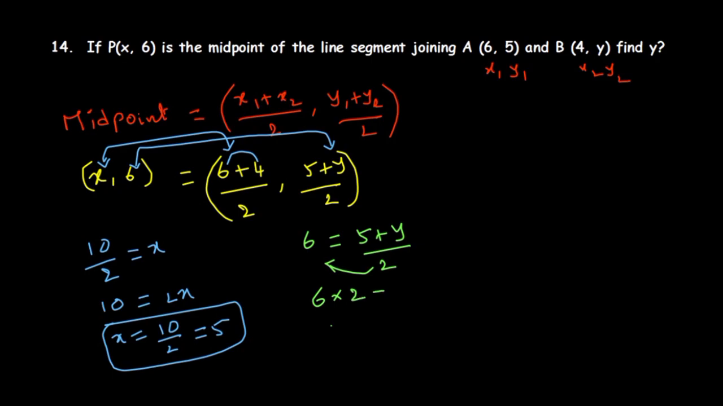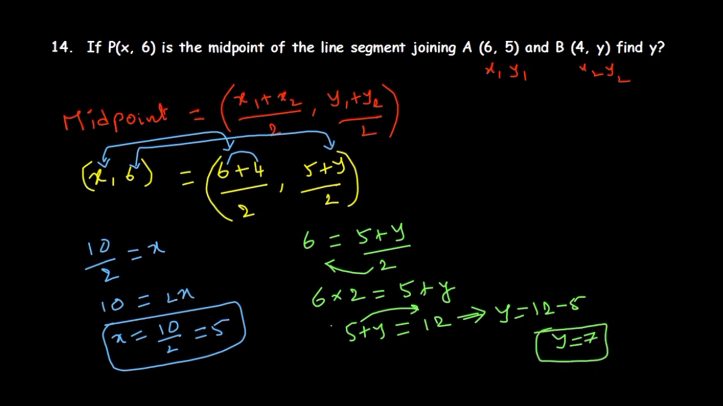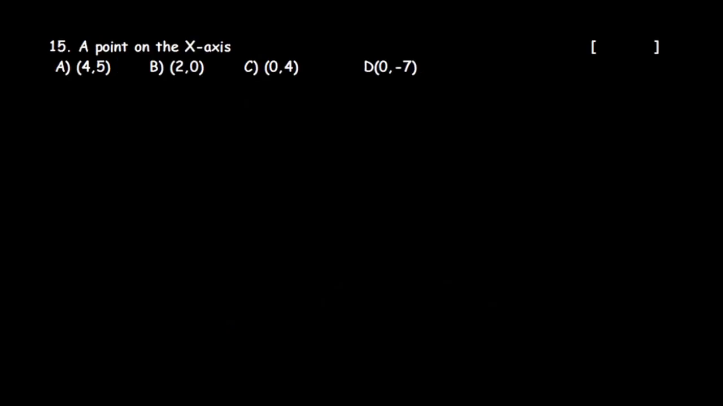6 into 2 equal to 5 plus y. Then 5 plus y equal to 6 2s are 12. Just transpose this one here. y equal to 12 minus 5. Then y equal to 7. Okay, so y equal to 7 is the answer for this question.